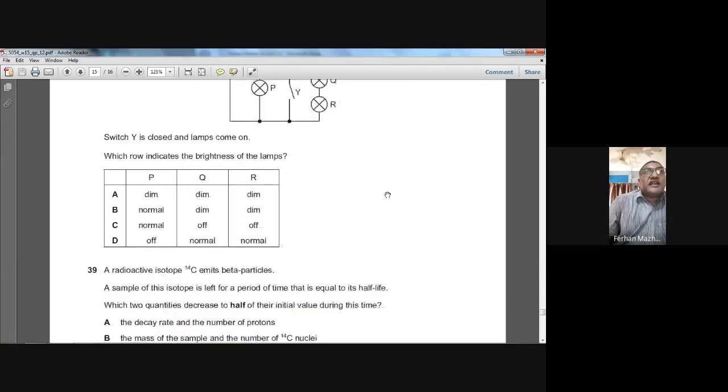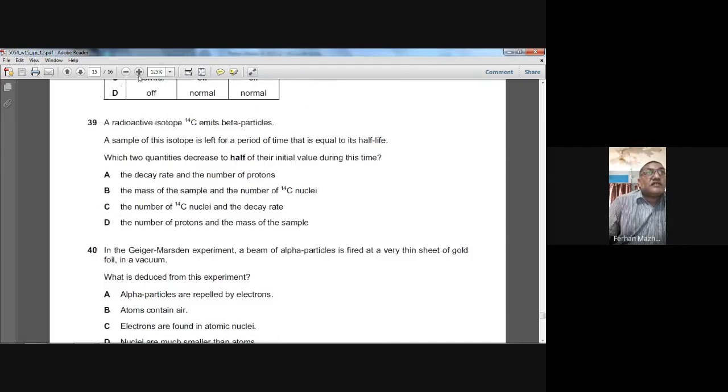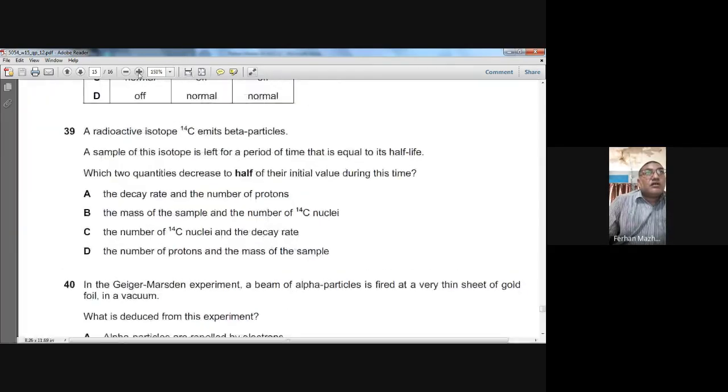Question number 39 is on your screen. Let me please adjust this size. Okay. A radioactive isotope C14 emits beta particles. A sample of this isotope is left for a period of time that is equal to its half-life. Which two quantities decrease to half of their initial value during this time?